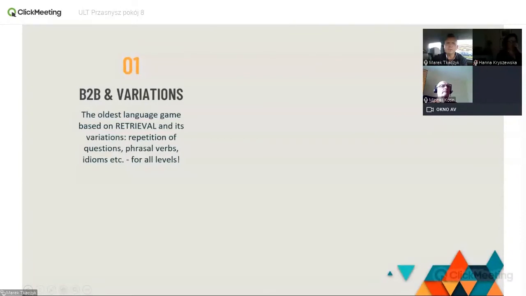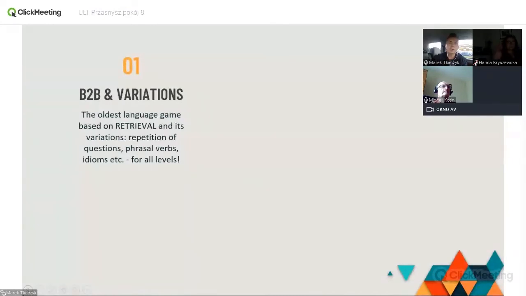So B2B, back to the boards, is simply, after introducing the language and playing with it, trying to use it in context, you quickly remove everything, close the books, and put a couple of students back to the board, put one of the chunks on the board, and the others have to explain to those students what it is, when you use it, what's the situation, and so on.